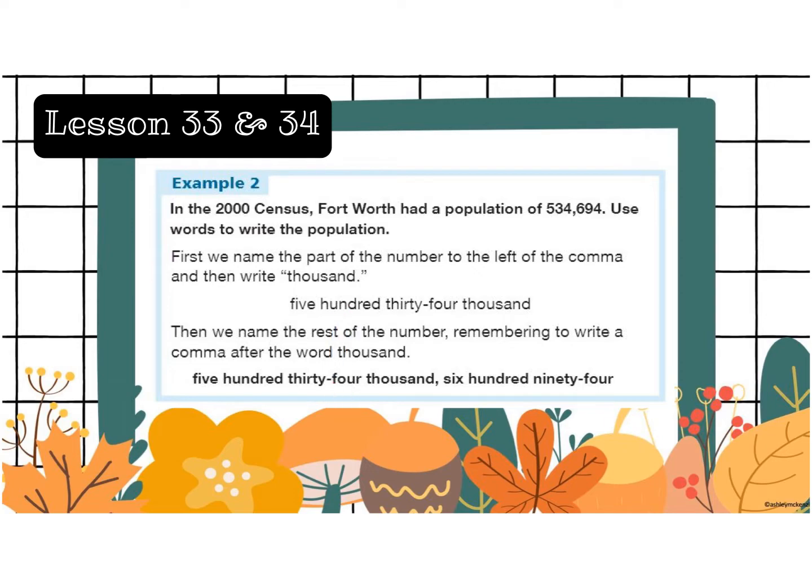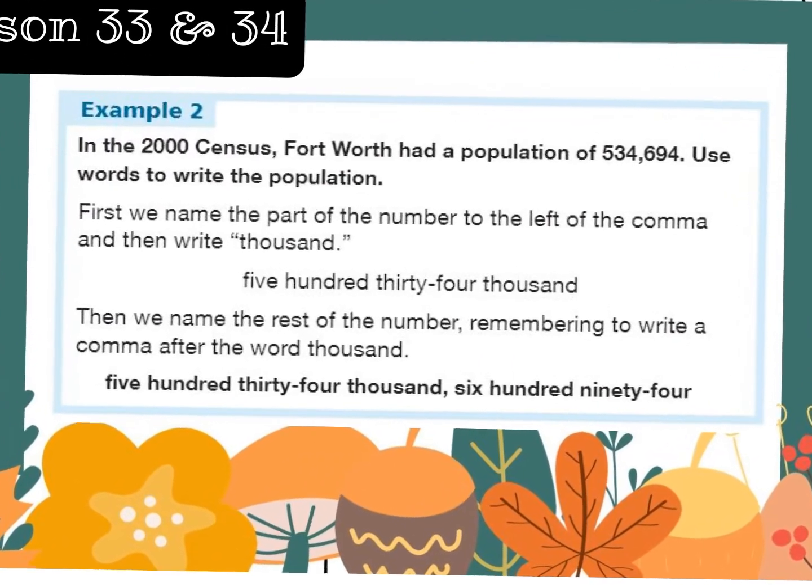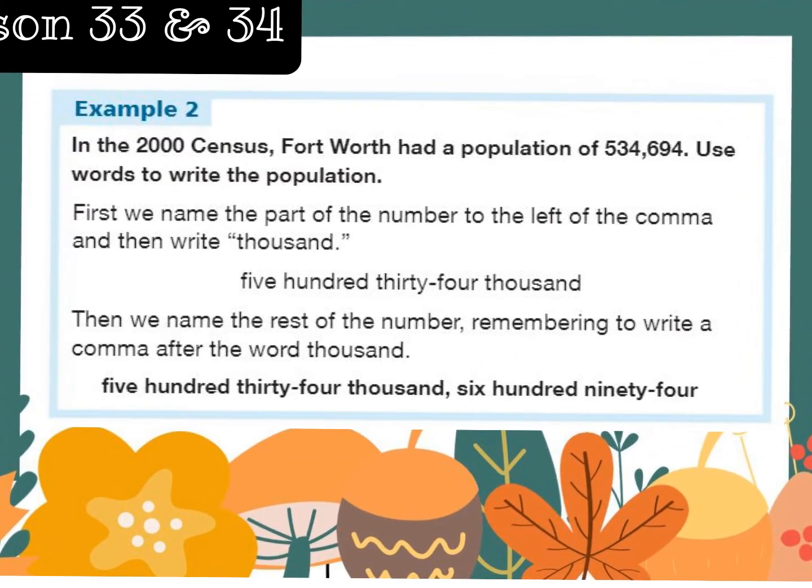In the 2000 census, Fort Worth, which is where I was born, shout out, had a population of 534,694. Use words to write the population. So with place value questions, a lot of times you'll see things about write this in expanded form or write this in word form. So this kind of all goes hand in hand.